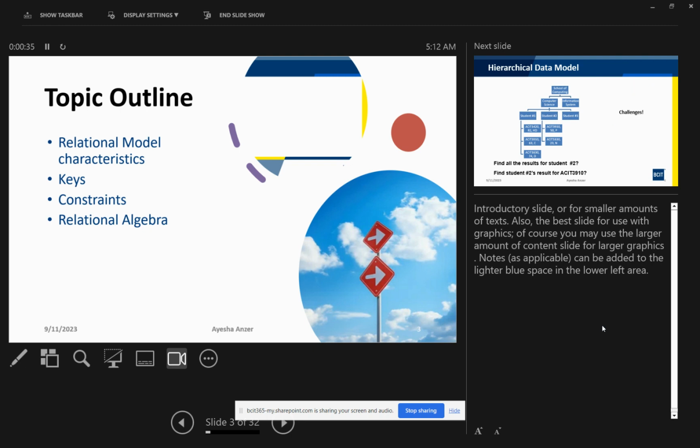So we will start with the relational model characteristics, keys, constraints, and relational algebra. The relational algebra is something you have to complete in phase one of your two-phase project as well. So we'll do some exercises in class.